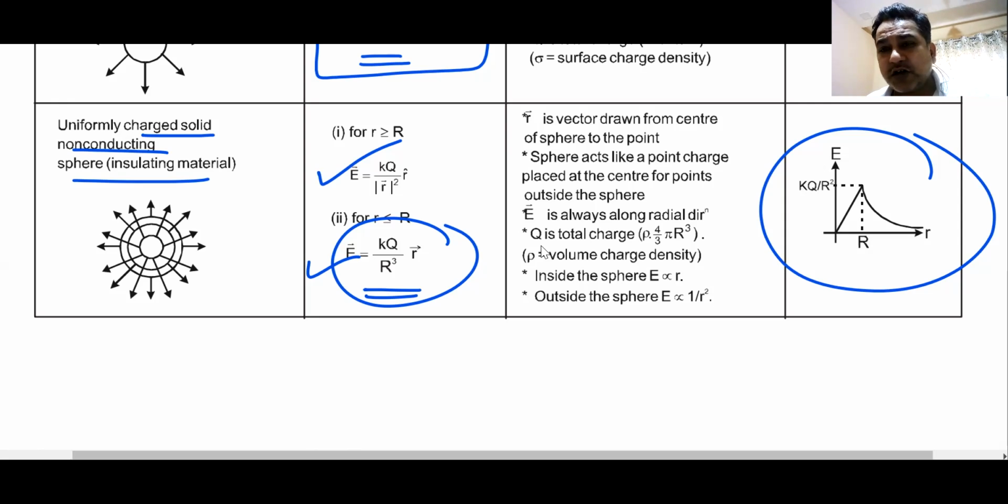At the center of a non-conducting sphere, the electrostatic field is 0. And then it is directly proportional to R: KQ by R cube. For gravitation, it becomes GM by R cube multiplied by R or X, depending on what you are calling the distance. Are we following it? Is everyone able to follow what I am trying to relate here?